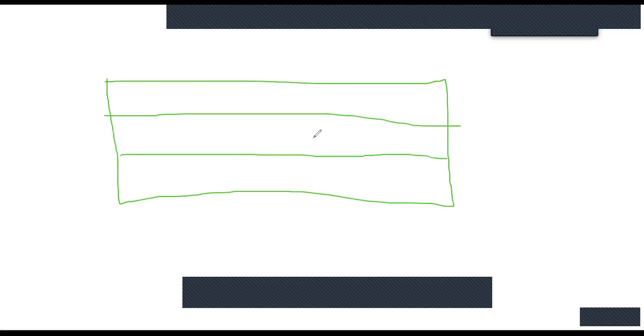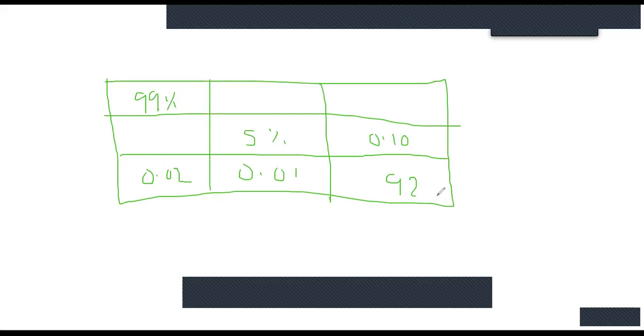Just tell me the Z value. This song, you will appreciate it later because it keeps your mind running. So 99%, 5%, 0.10, 0.01, 0.02, 98%, 2%, 10%, 95%. So just give me the Z values. I've given you significance levels, confidence levels, and alpha values.